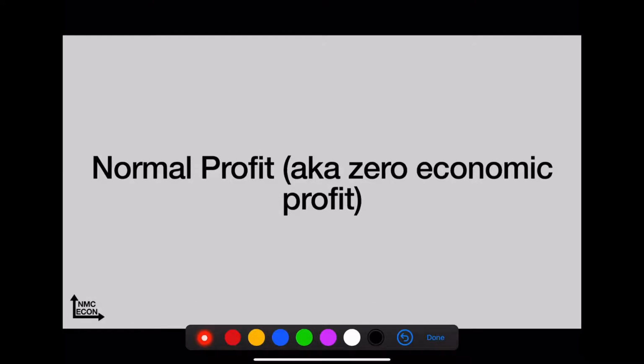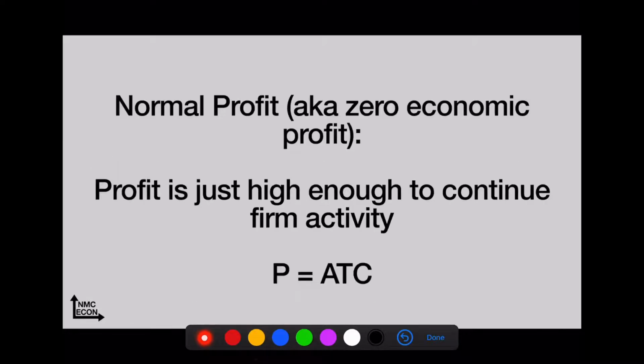Normal profit, aka zero economic profit. This is a profit that is just high enough to continue the firm's activity. Remember, accounting profit is usually more than economic profit, so you might be making some good money. It happens when we see that P is equal to ATC, or price equals average total cost.